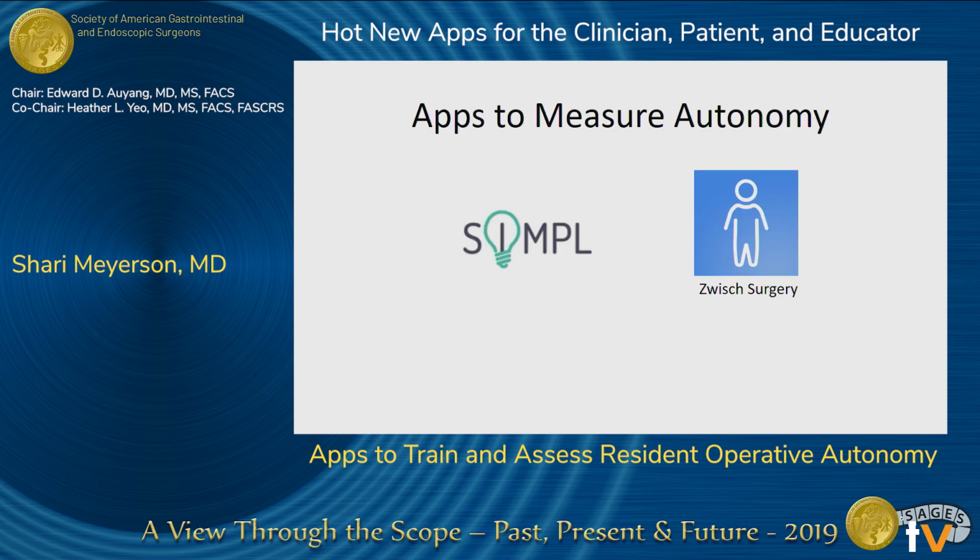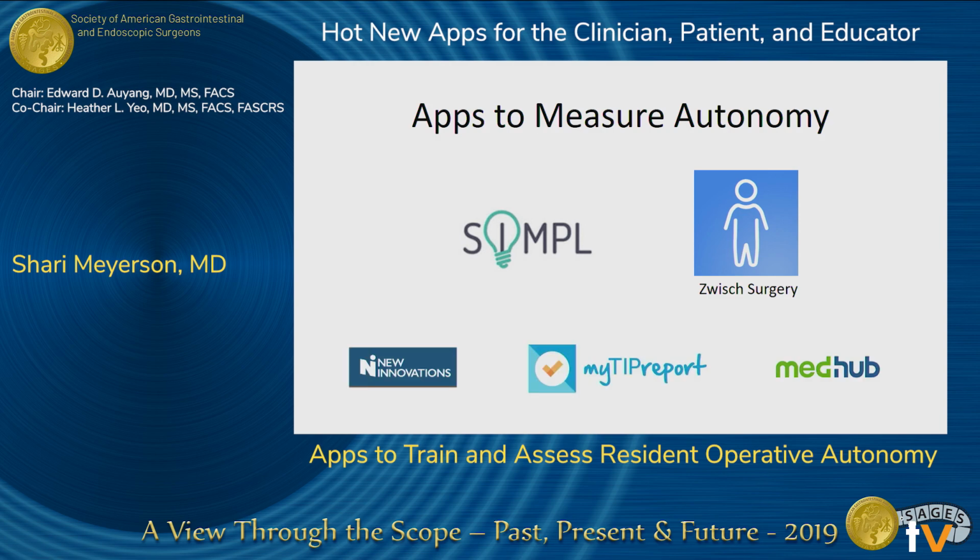There are a couple of apps that have been specifically developed to measure autonomy. SIMPL, which was developed by the PLSC, and Swish Surgery, which was developed by a group of thoracic surgeons. And these use that Swish scale to measure autonomy in the operating room. That being said, these apps aren't magic. There are plenty of other apps out there that are used for evaluating residents that you can build any scale you want into. So if you're using New Innovations or MedHub or any of the other evaluation or milestone apps that are out there, most of them have an ability to customize scales. So if you wanted to put the effort into it, you could build an autonomy scale into any of them.